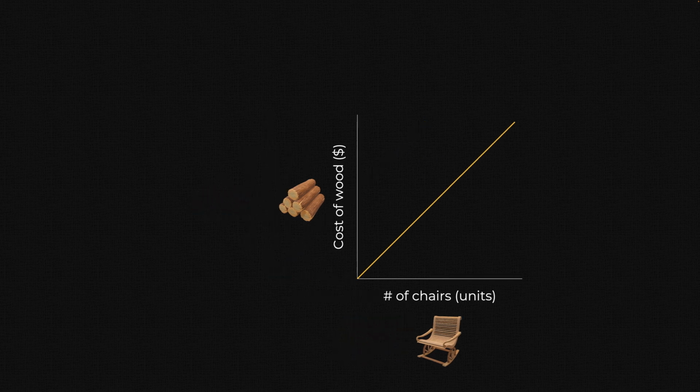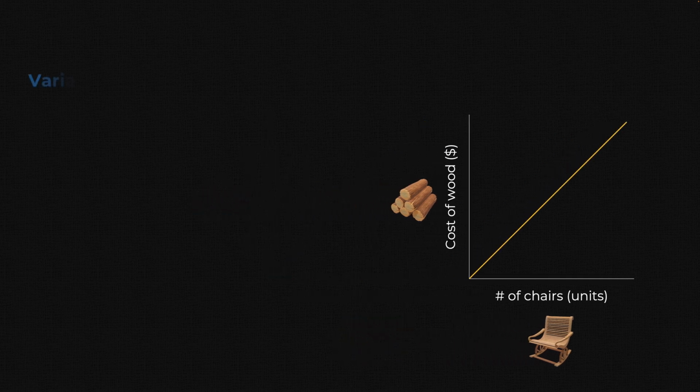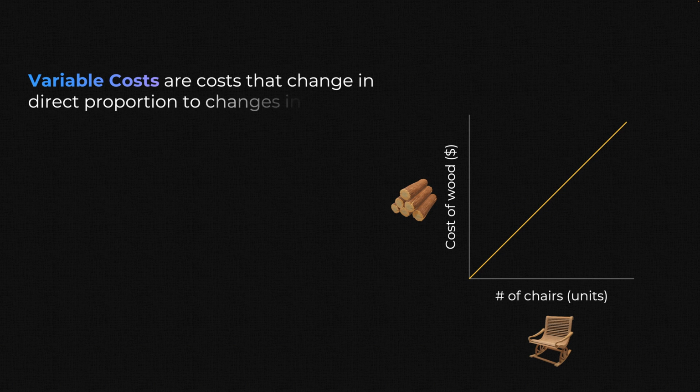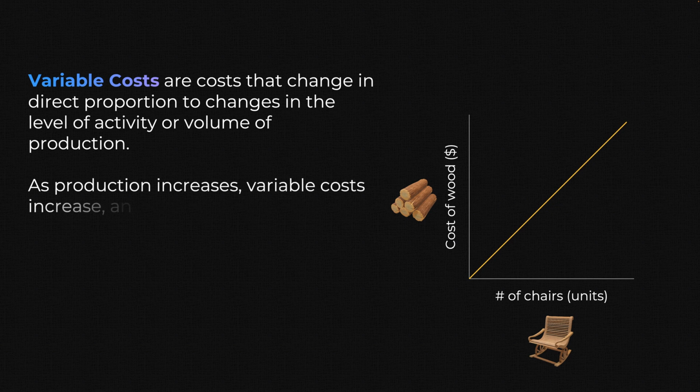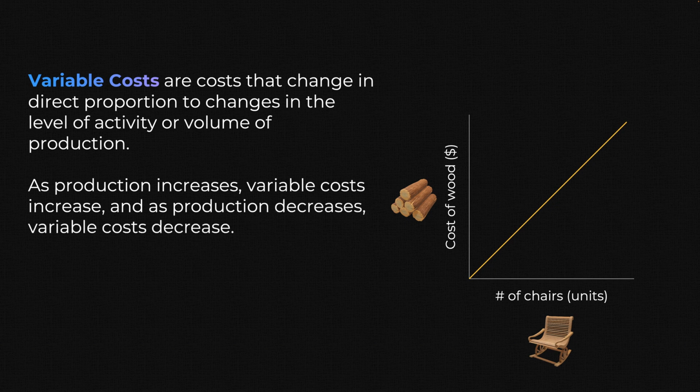And as you would expect to see, because of the variable relationship, the more chairs that are made, the higher the total cost of wood goes. That's because this is known as a variable cost. Variable costs are costs that change in direct proportion to changes in the level of activity or volume of production. As production increases, variable costs increase, and as production decreases, variable costs decrease.